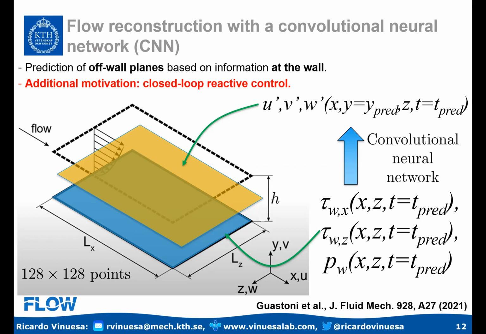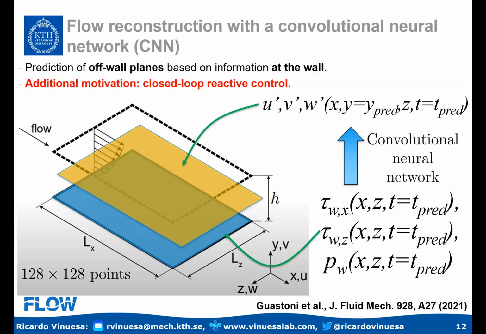So we're going to be looking at possibilities of measuring on this blue plane, which is the wall. We're going to consider that we have the wall shear stress components and the wall pressure on that blue plane. And I'm going to predict the velocity fluctuations above the wall, at different wall-normal locations, to see what the flow looks like instantaneously in those cases.